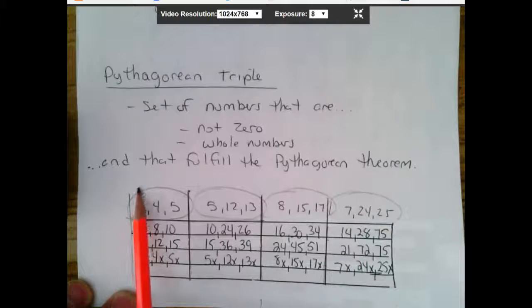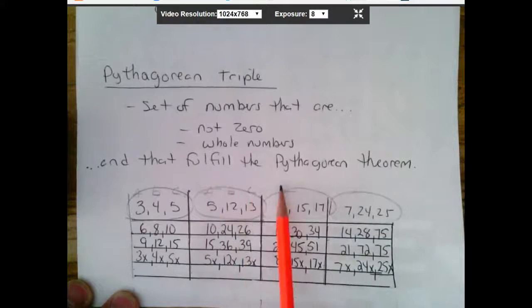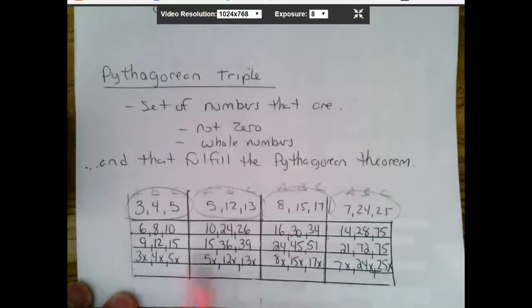So this is like A, B, C, A, B, C, A, B, C, and A, B, C. C is always going to be the longest side, right? And if we did this, we'd figure out that 3 squared, 9, plus 4 squared, 16, is 25, which is equal to 5 squared, 25. 25 equals 25.